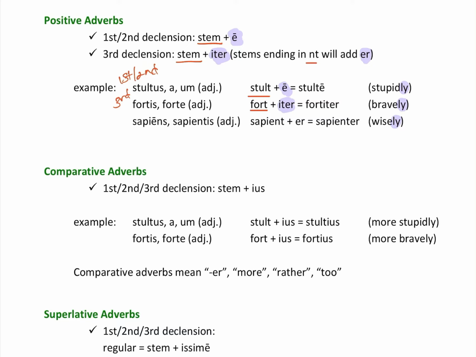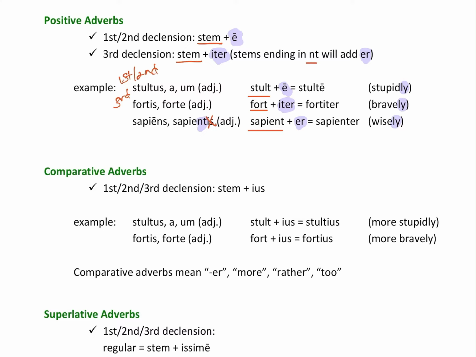Now the last one is one of those ones I told you. When we find the stem, go to the genitive, take off the IS. You can see that the stem here ends in NT. Because it ends in NT, sapient, we're going to add an ER, so sapienter, which means wisely. All right, so comparative adverbs.